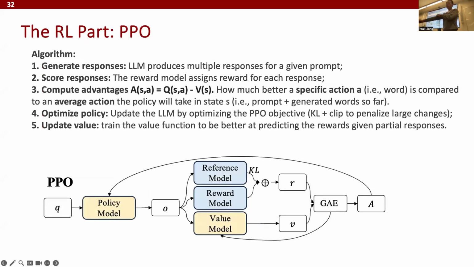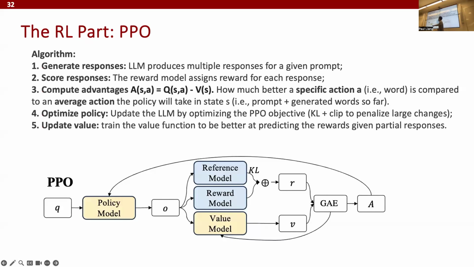So how do you then apply RL to this setting? You will start by, well, first generating responses. The LLM will produce multiple responses for each prompt. You will run your reward model to assign rewards to each of the output responses. And you will compute your advantage. Exactly like in actor-critic, you will compute your advantage function.